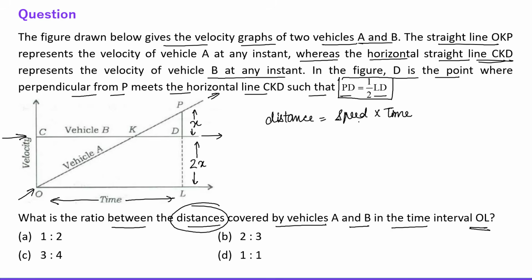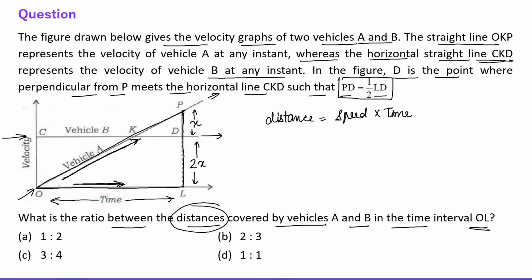Now, if I talk about vehicle A, for vehicle A the speed is this and the time is this. I repeat, for vehicle A the speed is this and the time is this. So if we multiply speed into time, you know what will happen? This will give you the area of this triangle. So the area of this triangle is what? Half length into breadth, because this is a right angled triangle.